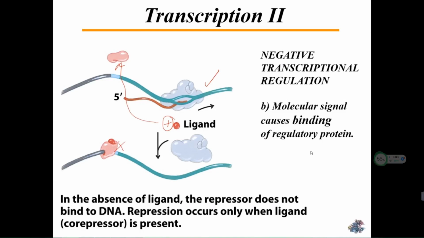So in the absence of a ligand, the repressor does not bind to the DNA. Repressor binding only occurs in the presence of a ligand. Okay, so that's the nomenclature.